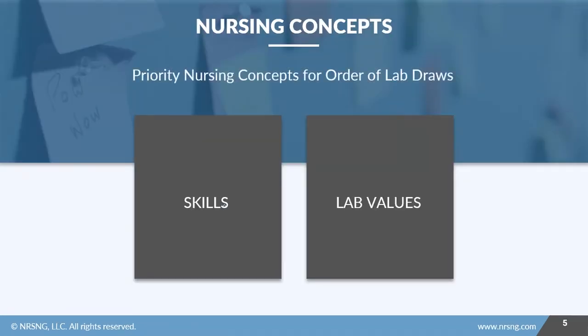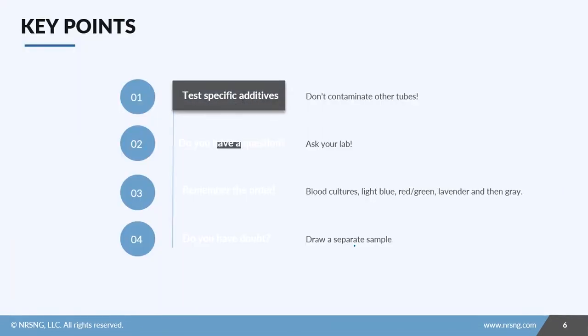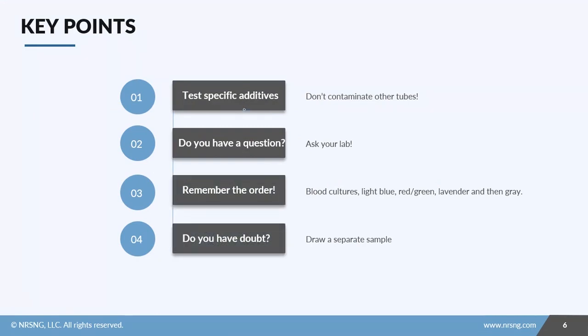So for today's lesson, we really focused on those nursing concepts of using our nursing skills to get our lab sample, and then also focusing on those lab values. So let's recap. Remember that all the test tubes have specific additives, and that's going to be optimal for those types of tests. So make sure that we're not contaminating the other tubes, and by doing them in the right order. If you have a question about a specific test, ask your lab. Don't hesitate to call them up, find out what the specifics are, and see if you can even draw them with other tests. Always start with your blood cultures, and then do light blue, red or green, lavender, and then finally the gray.